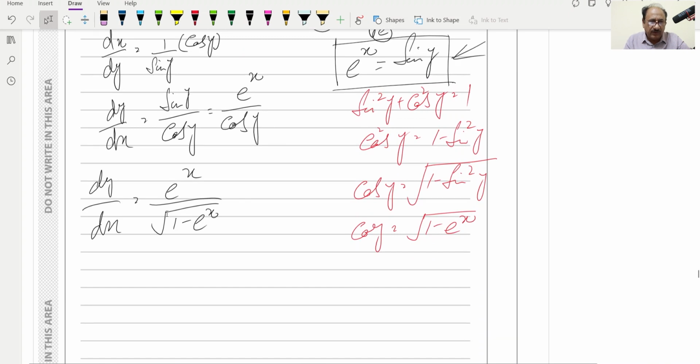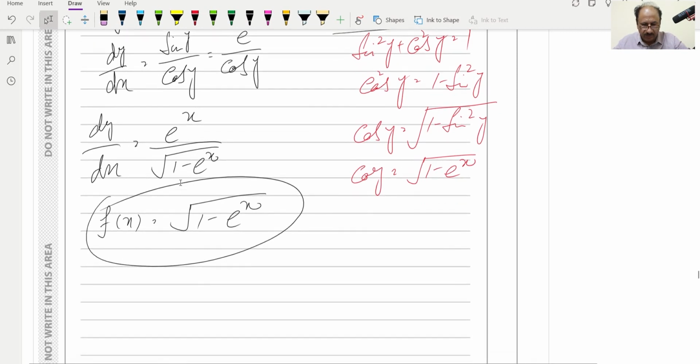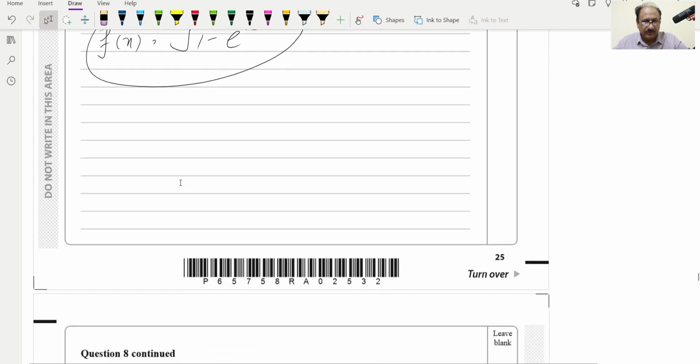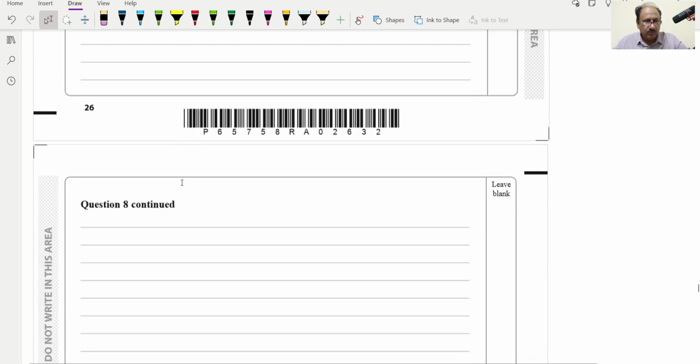So our f of x will be, we can write from here, f of x will be the square root of 1 minus e raised to the power x. This will be the f of x value, because if we take the derivative of this one we will get this. So you can take the integral of this, and we get f of x is equal to 1 minus e raised to the power x. This is also done. Now we can move to question number 9.